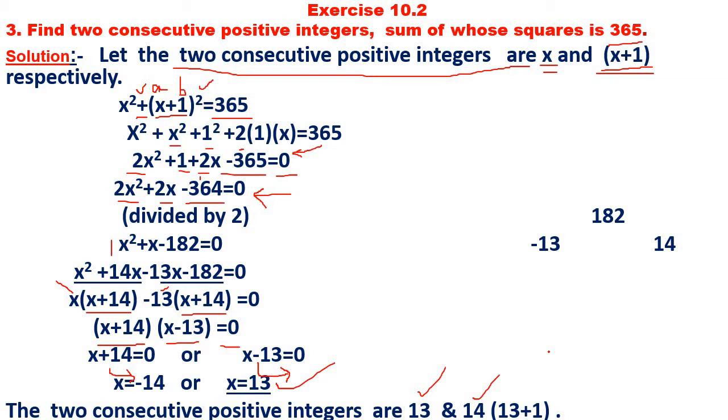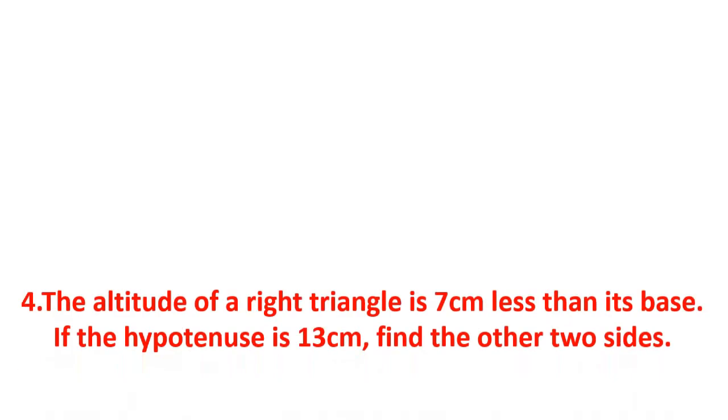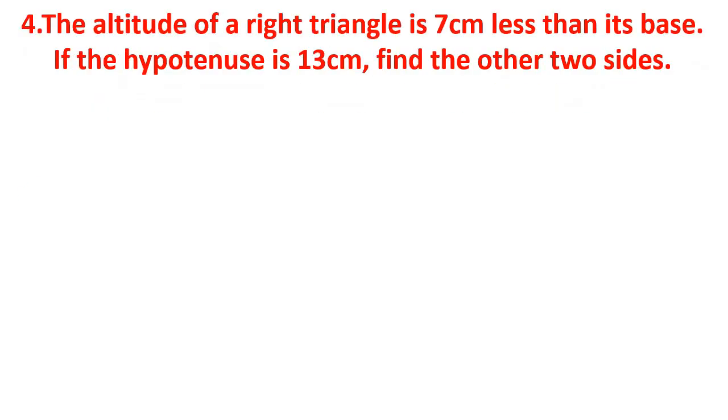Now let us move to the next problem. The altitude of a right angle triangle is 7 cm less than its base. If the hypotenuse is 13 cm, find the other two sides.